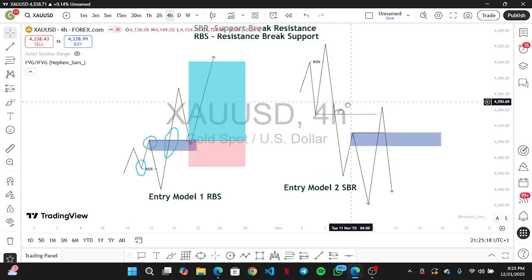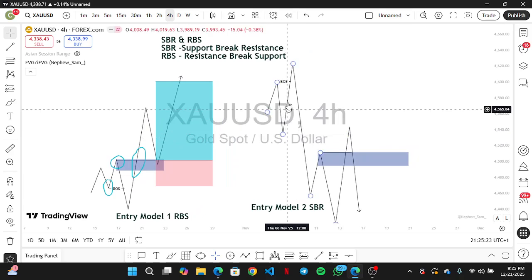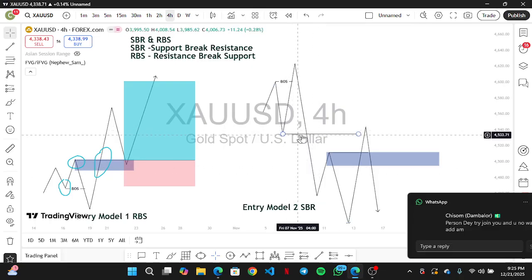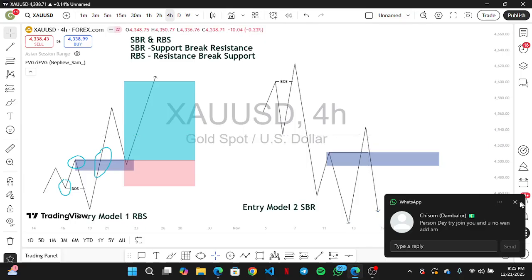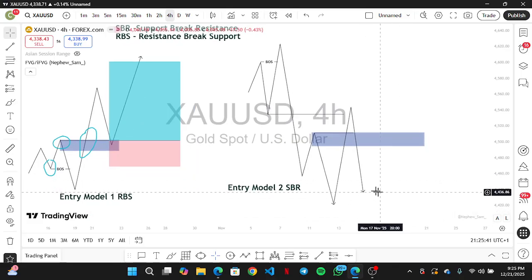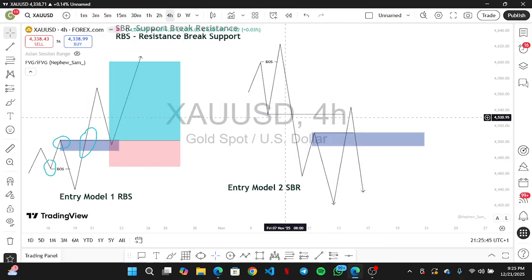Same thing for this SBR here. This is the support level. Price went up, price made a break of structure, and then price came back down before tapping it. Price then did this, came back up here, failed to come back down. Then price did this, came back here and crashed from there. So basically, this role reversed.